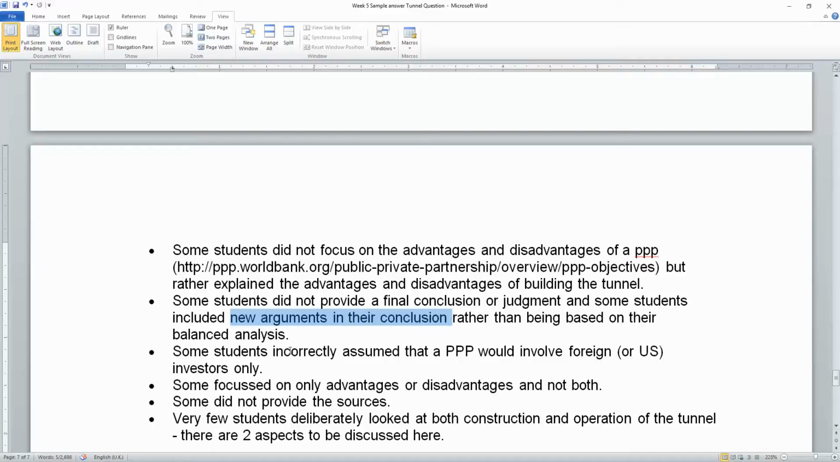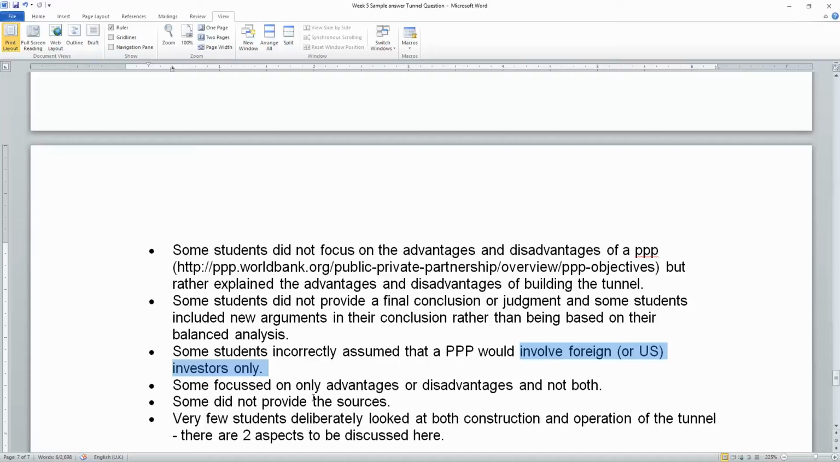Okay, some students incorrectly assume that a PPP would involve foreign investors only. Okay, so just show the examiner that you realise that actually domestic firms could be involved. Maybe that could have been part of the PPP process in the first place. The fact that any foreign businesses would need to partner or do a joint venture with a domestic business, and that would actually ensure that there was knowledge and skill transfer to domestic people and businesses.